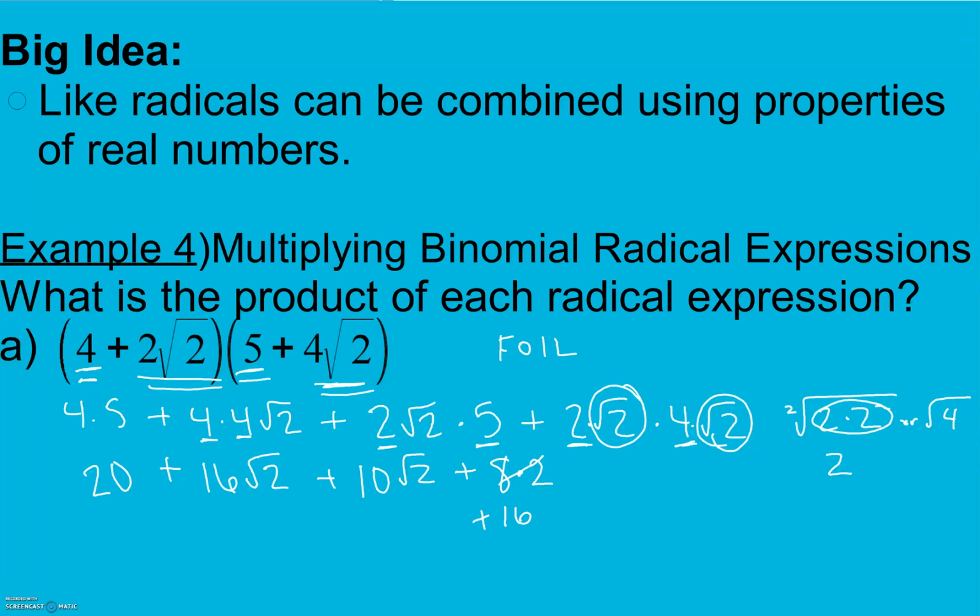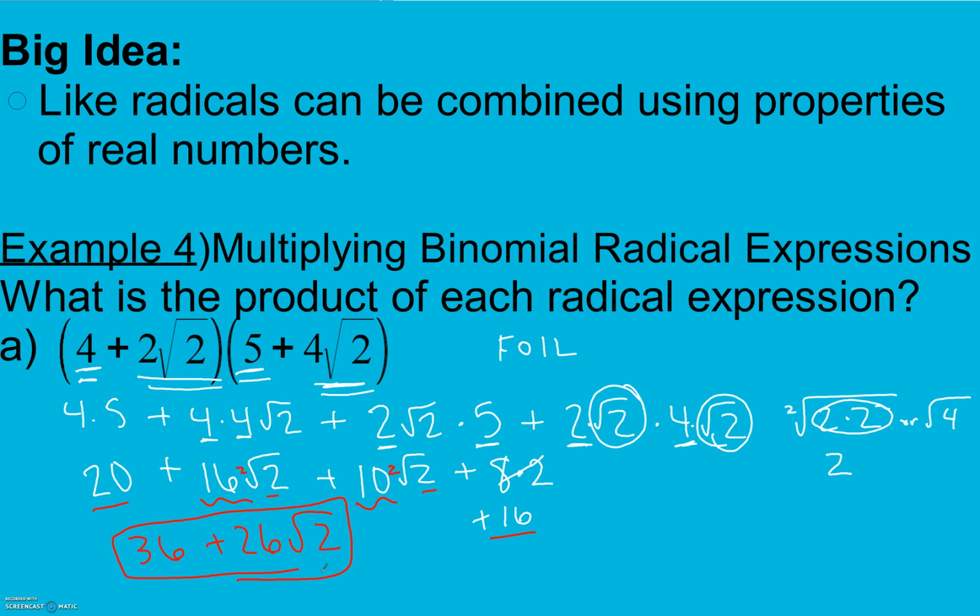Now, I can combine my like terms. 20 plus 16 gives me 36. 16 plus 10, since these have the same radical parts, same indexes, same radicands, gives me 26 square root of 2. And I can't combine it any further because they're not like radicals.